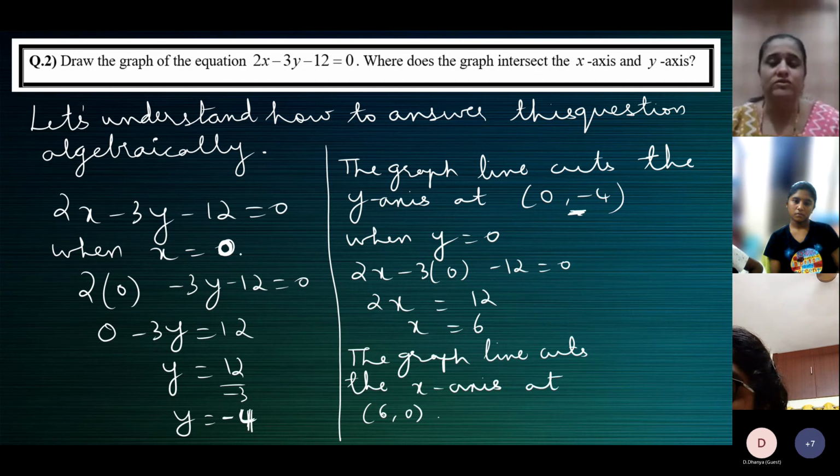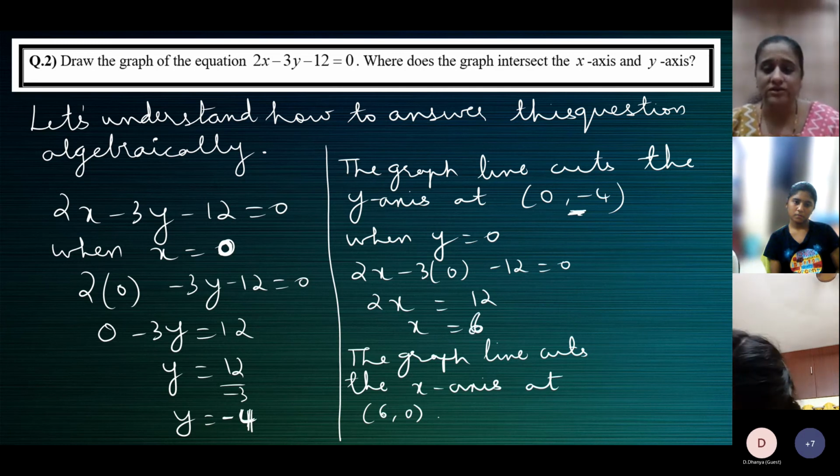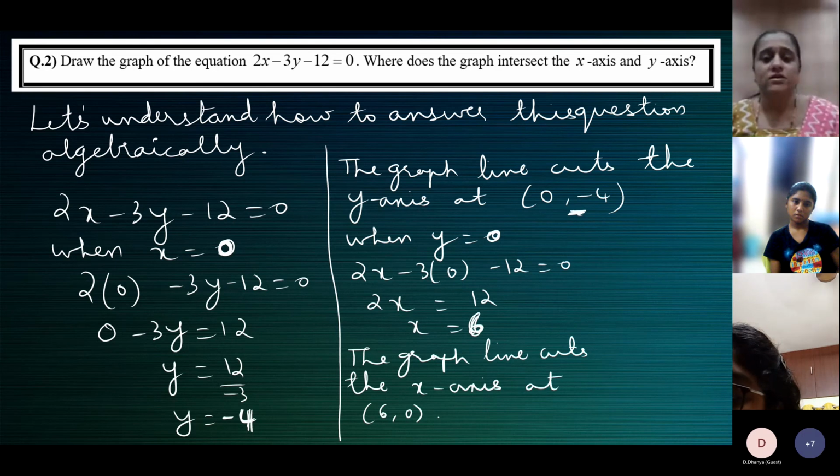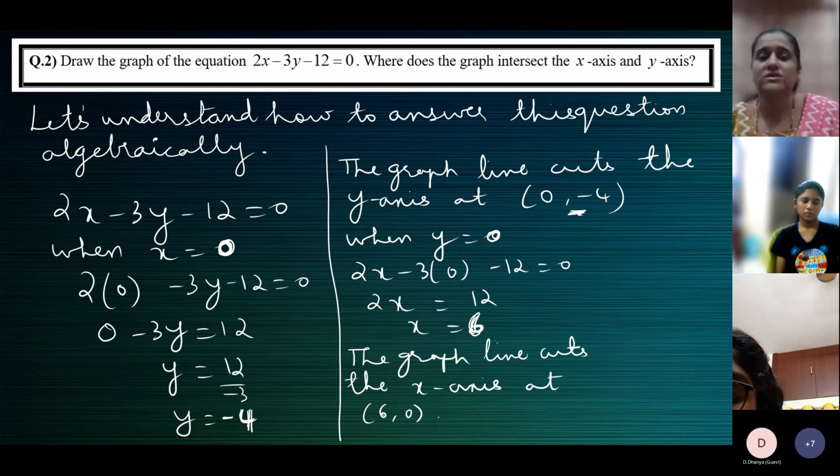When you take x is equal to 0, it is the point where it cuts the y-axis. When y is equal to 0, x is equal to 6. So what is the ordered pair here? 6, 0, because x value first. Where is 6, 0? On the x-axis. It will be on the x-axis when you plot. So that means the graph line cuts the x-axis at 6, 0. So we answered the question algebraically.